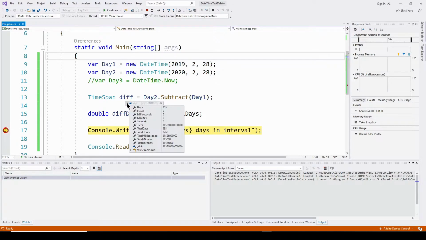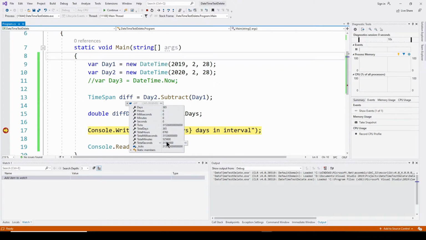And if we dig down into this diff TimeSpan object, you can see there are a lot of properties associated with this that give you a lot of data. For example, the days value is 365, which we already know. And it's got no additional hours, milliseconds, minutes, or seconds. It's exactly 365. If there were 365 days and 3 hours, you would expect a 3 here. But we have specified exactly midnight on both days, so there are no leftovers.